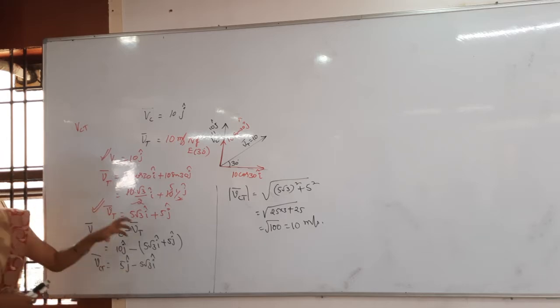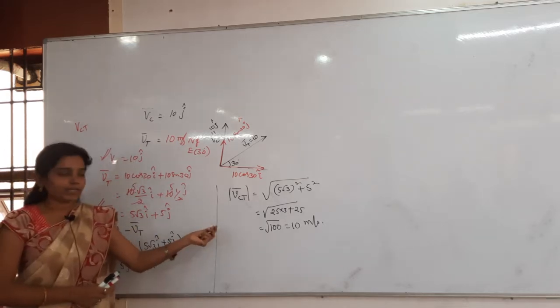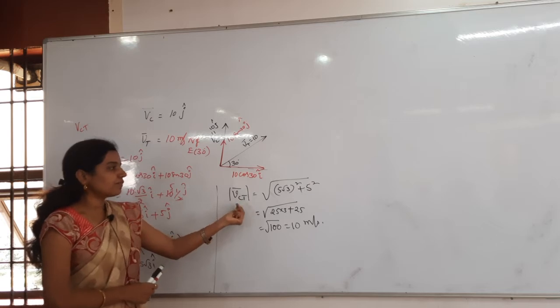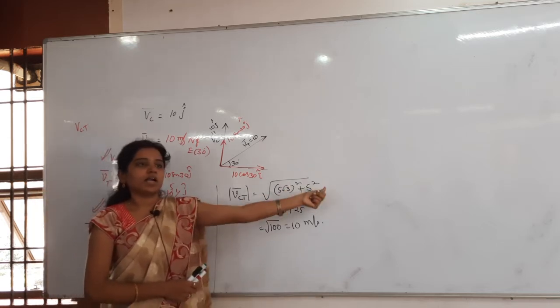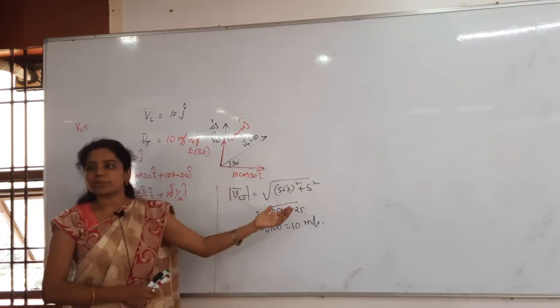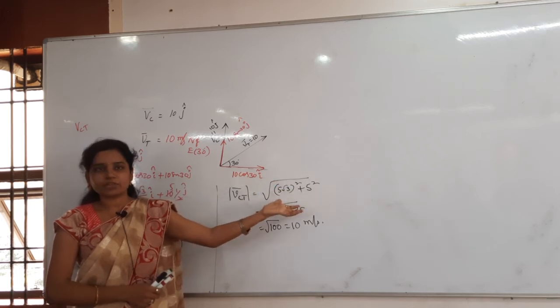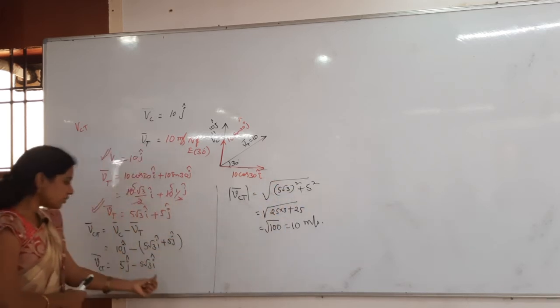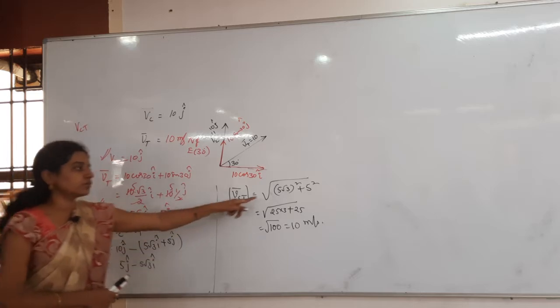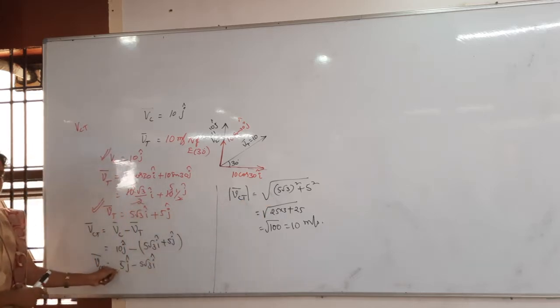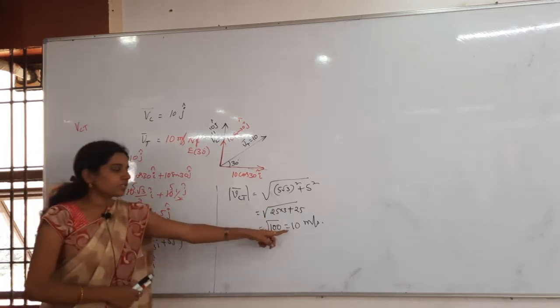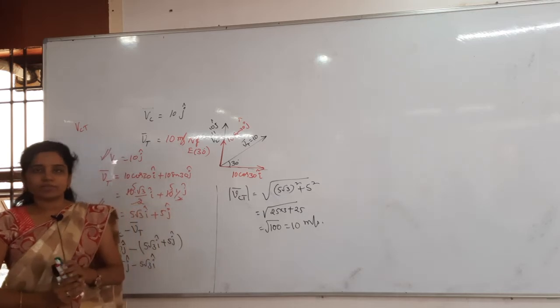For this I have to find the magnitude. For finding the magnitude, modulus of Vct is equal to what can I write? Under root x component square plus y component square, that is the magnitude formula. Then x component square is what? 5 root 3 whole square plus y component square is what? 5 square. Totally how much are we getting? 10 meters per second.